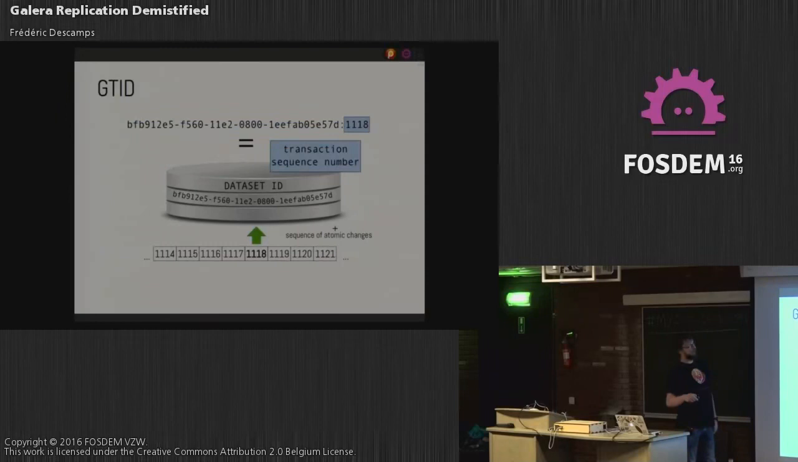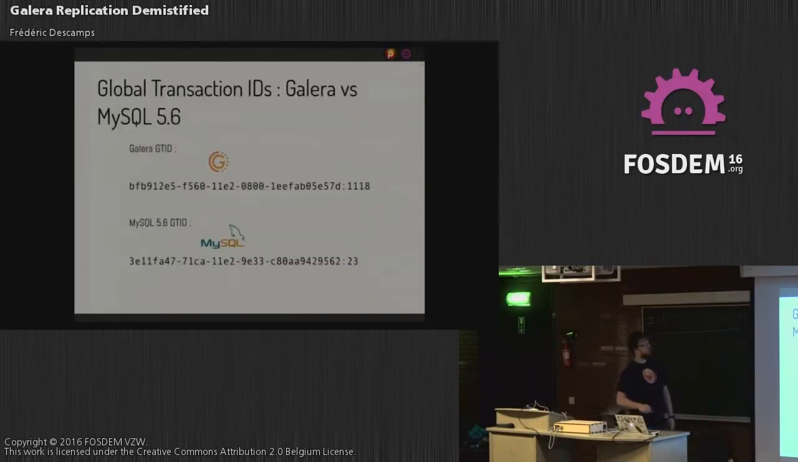And then we have this transaction number, right? So we know, okay, this is the transaction we have done. And every time we do a transaction, we increment this counter here. So if we compare them, they look the same, right? But this is the dataset cluster ID.